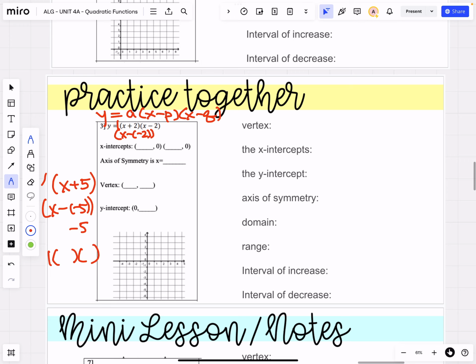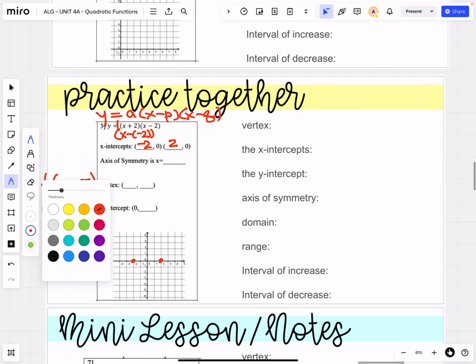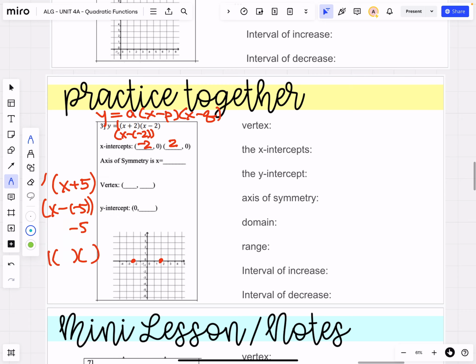So that makes it easy to find our x-intercepts. Our x-intercepts are what are we subtracting, and in the first case we are subtracting negative 2. In the second case we are subtracting positive 2. So let's plot those on our graph. And then let's plot our axis of symmetry, which is going to be right smack dab in the middle of those 2 points. And that's going to be at x equals 0. X equals 0 is also the x value of the vertex.